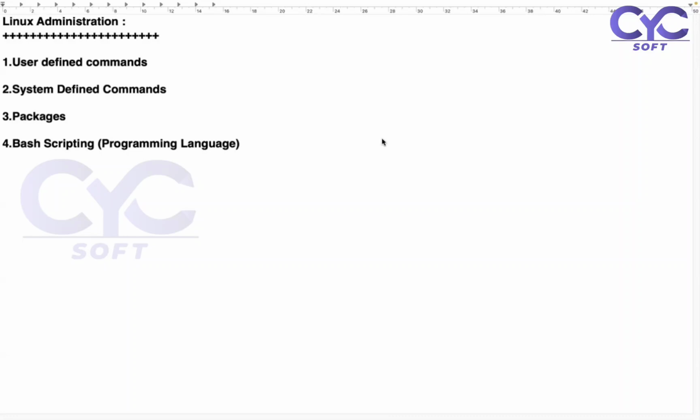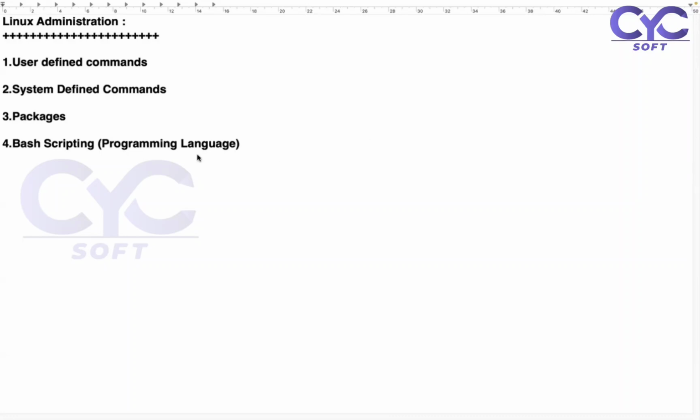Today we are going to discuss Linux administration. In the previous class, I discussed system-defined commands and packages. Now I'm going to continue the session regarding the commands, and we'll discuss the remaining commands. Today I can complete the Linux administration part.